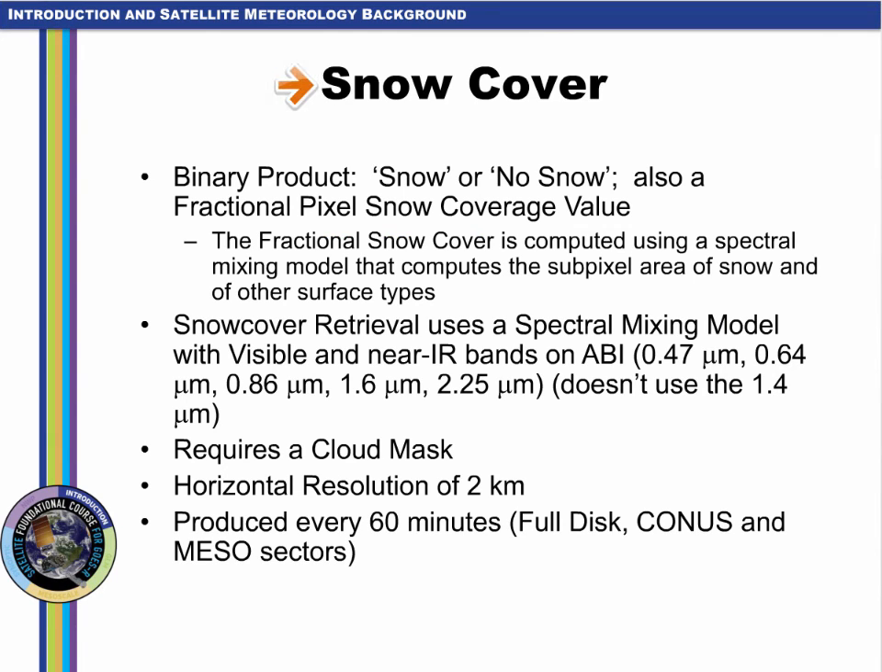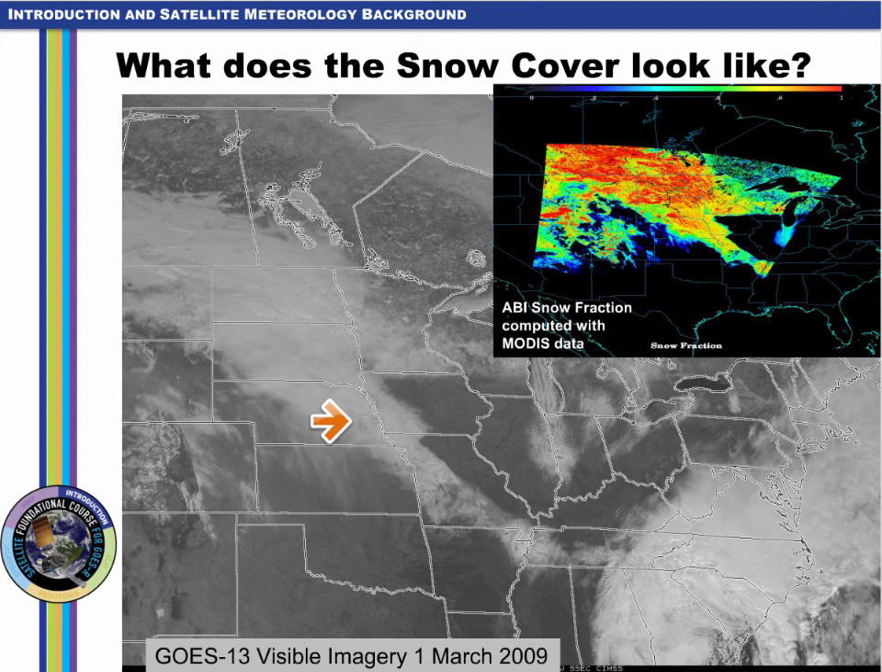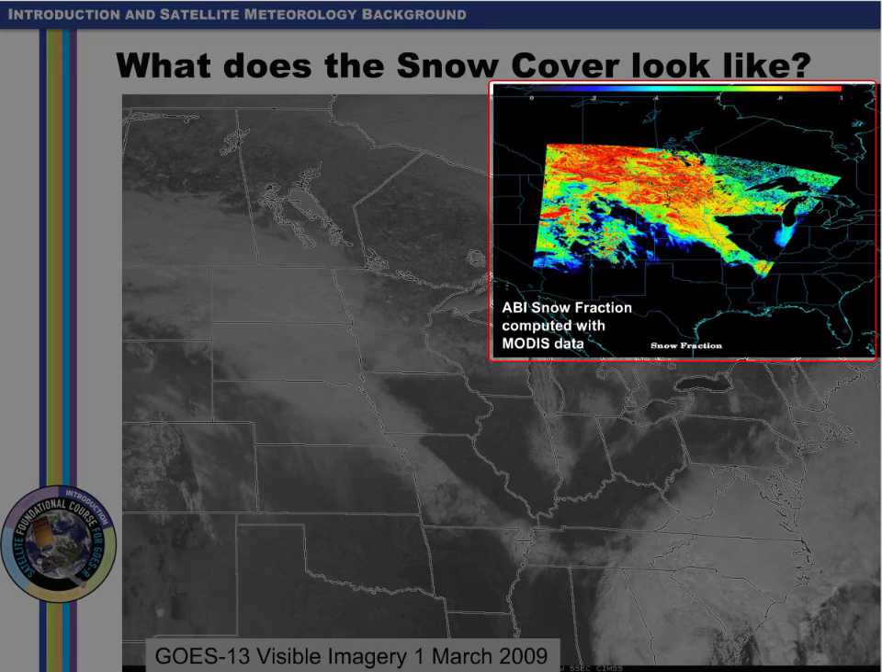Fractional snow cover is also a day 1 baseline product for GOES-R. This is a daytime-only, reflectance-driven product. There is a snow, no snow product, but also a fractional pixel snow cover product. This is produced every 60 minutes for all domains, full disk, CONUS, and meso, at 2 km resolution. GOES visible imagery from March 1, 2009 shows a snowband over the Central Plains and also an east-west oriented snowline over central Wisconsin. The ABI snow fraction computed with MODIS data is shown on the inset. There's good agreement.